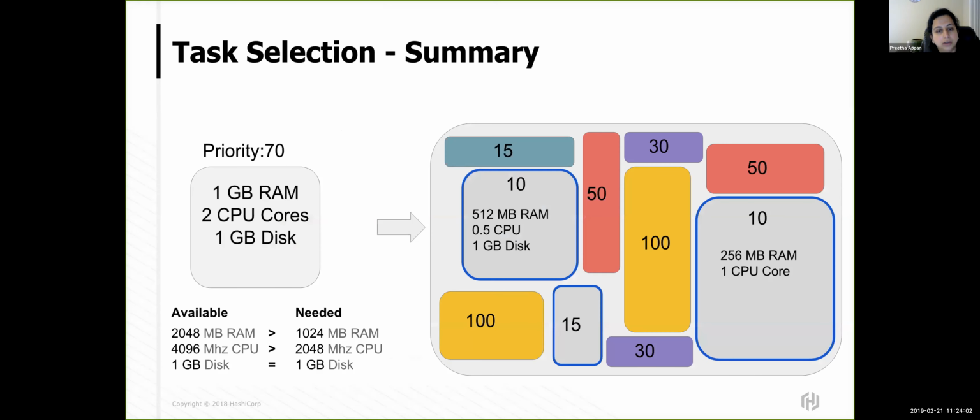So in a nutshell, the summary is that we started out trying to place this priority 70 allocation, which had these certain requirements, and then we followed this iterative algorithm. It was able to preempt 2 priority 10s and 1 priority 15. And at that point, it terminated because it was able to complete the requirements.